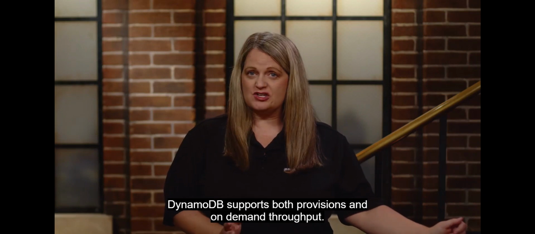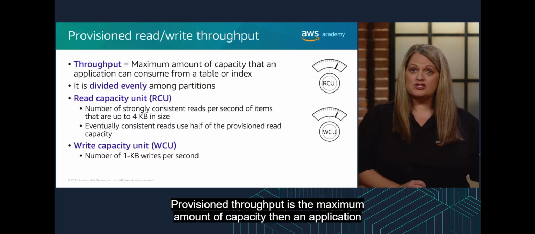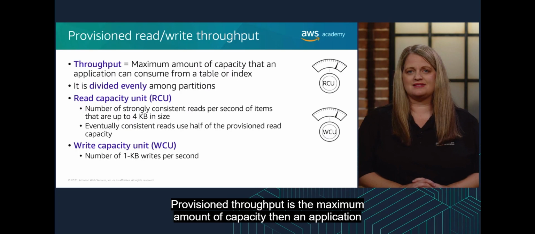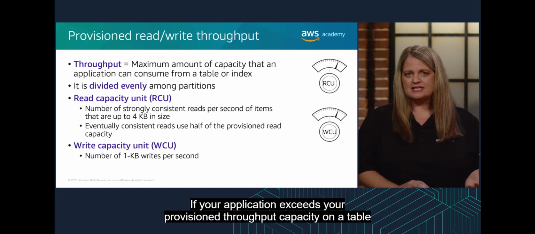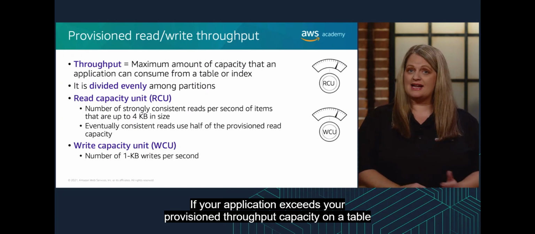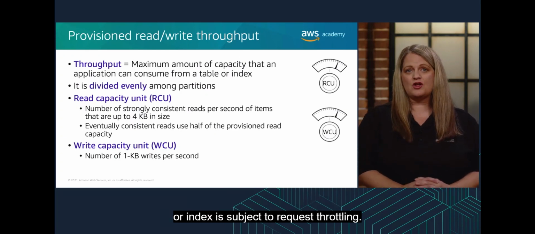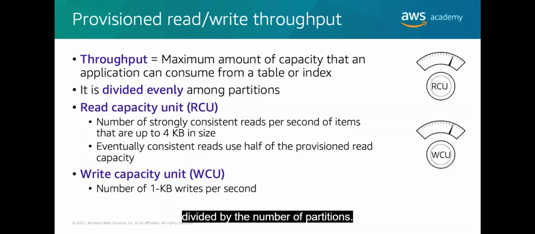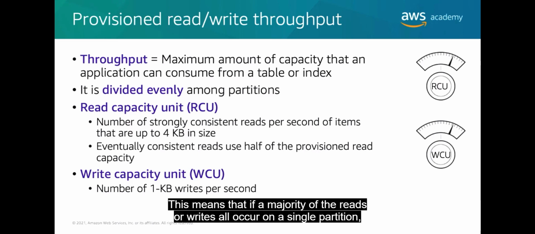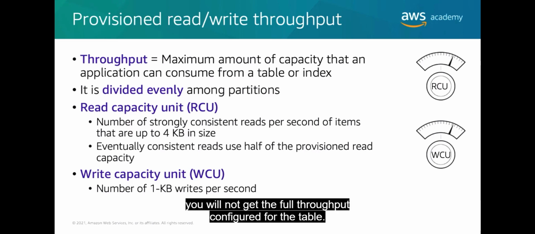DynamoDB supports both provisioned and on-demand throughput. Provisioned throughput is the maximum amount of capacity that an application can consume from a table or index. If your application exceeds your provisioned throughput capacity on a table or index, it's subject to request throttling. DynamoDB divides throughput evenly among partitions. The throughput per partition is the total provisioned throughput divided by the number of partitions. This means that if a majority of the reads or writes all occur on a single partition, you will not get the full throughput configured for the table.